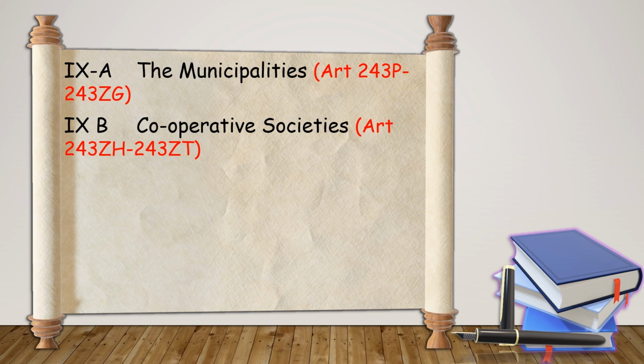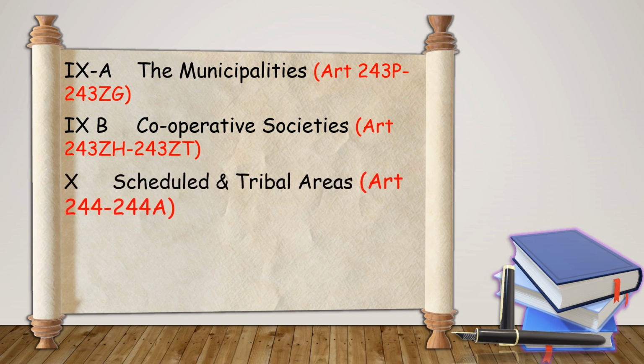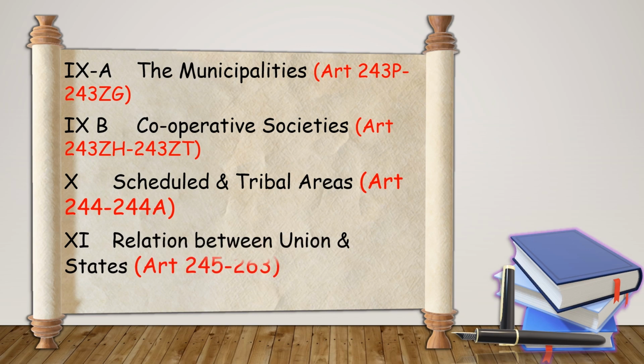to 243ZT. Part 10, Schedules and Tribal Areas, detailed in Articles 244 to 244A, focuses on special provisions for the administration and welfare of scheduled tribes and tribal areas. Part 11, Relationship between Union and States, covered by Articles 245 to 263, delineates the distribution of powers and responsibilities between the central government and the states.